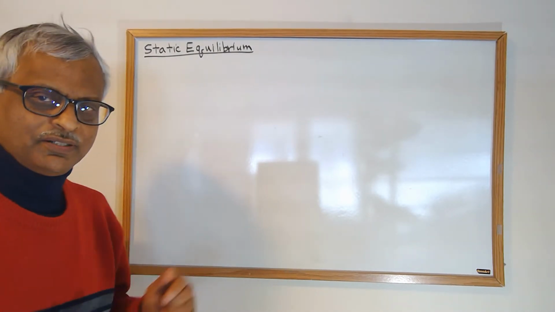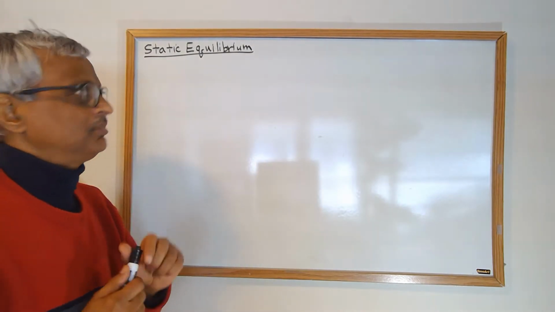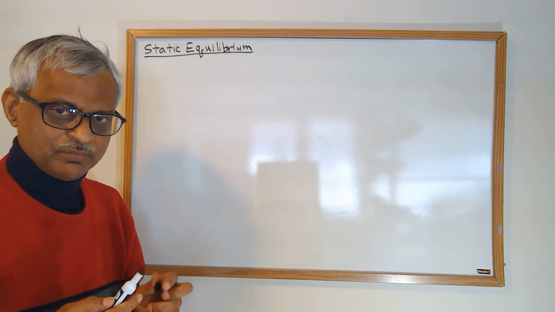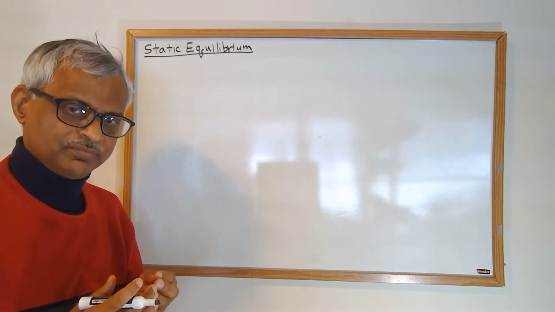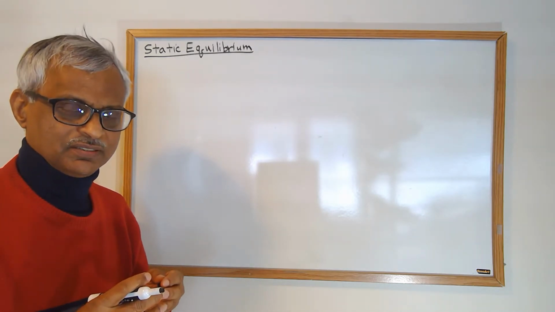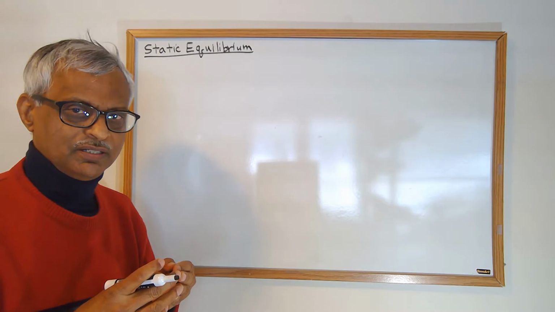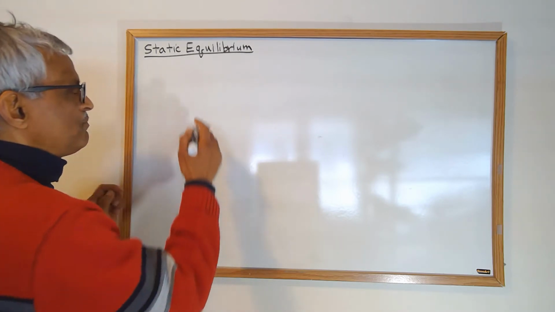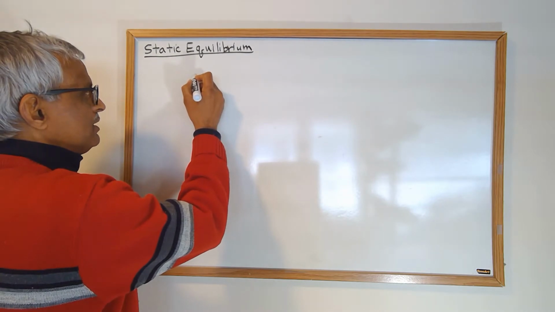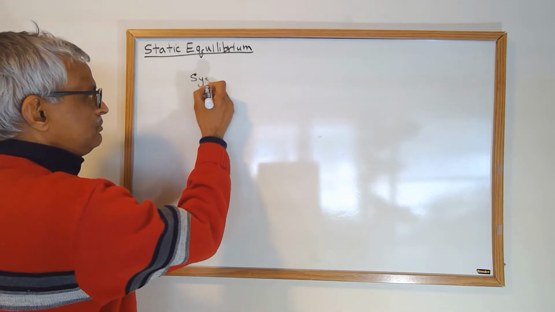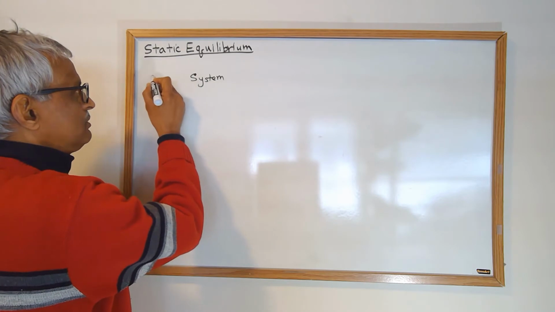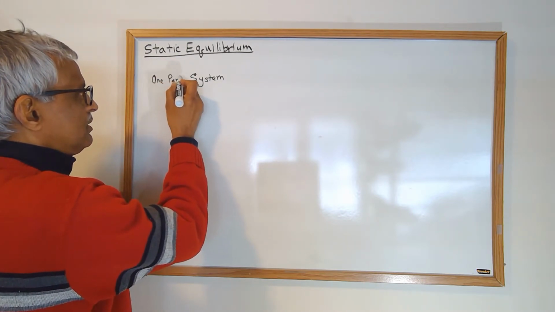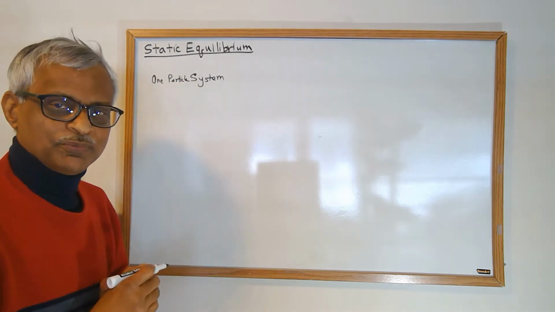Hello, we are going to start on static equilibrium today. Static equilibrium means all the forces at all the particles of the system are separately equal to zero. So, for instance, I have a system that is a one particle system. It's the simplest thing we can think of.